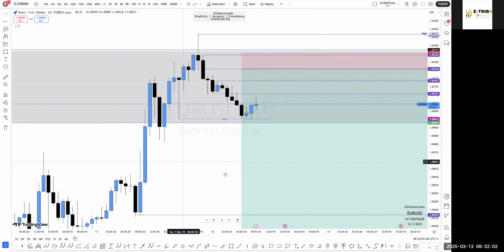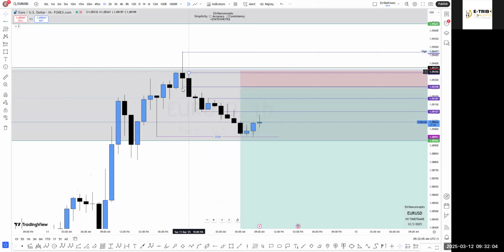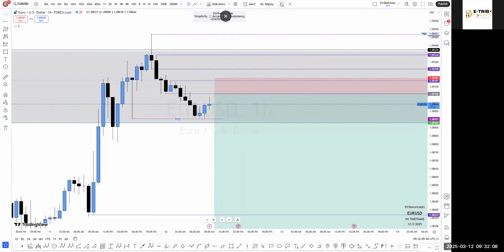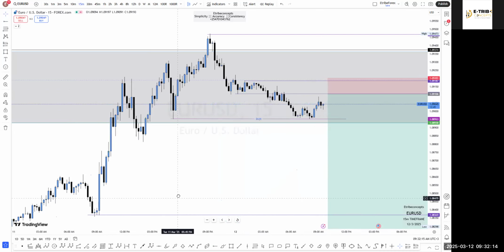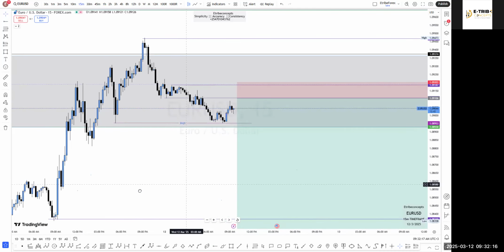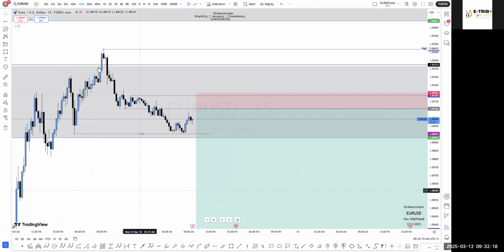Just a moment. Okay, before I go there, let me go back to where I was and then I check on something on 15 minutes. Just a minute. There's a structure on 15 minutes. I have this structure here.